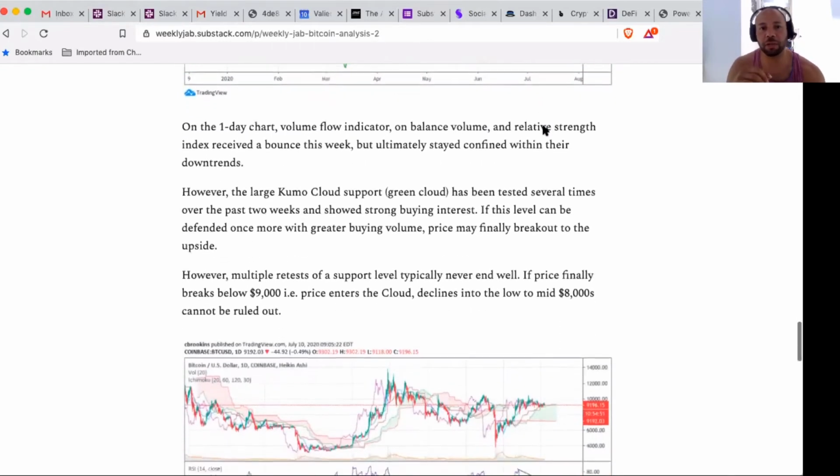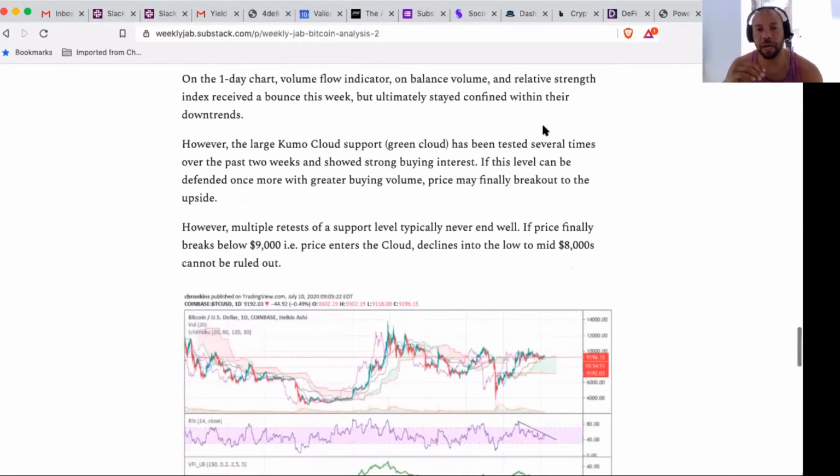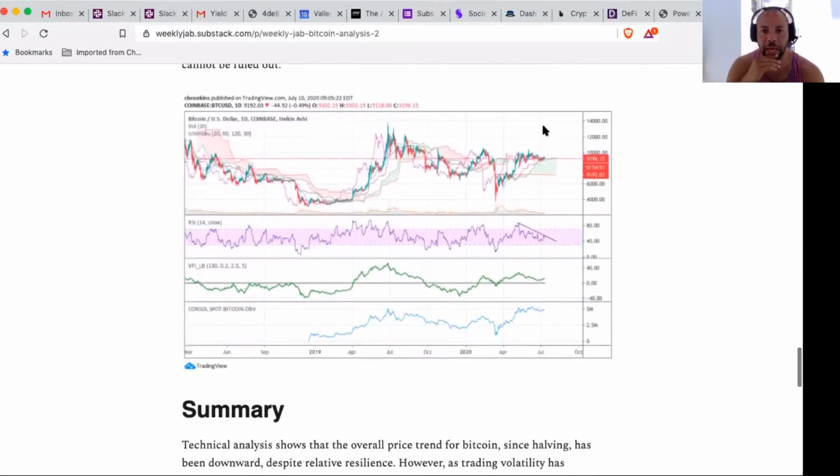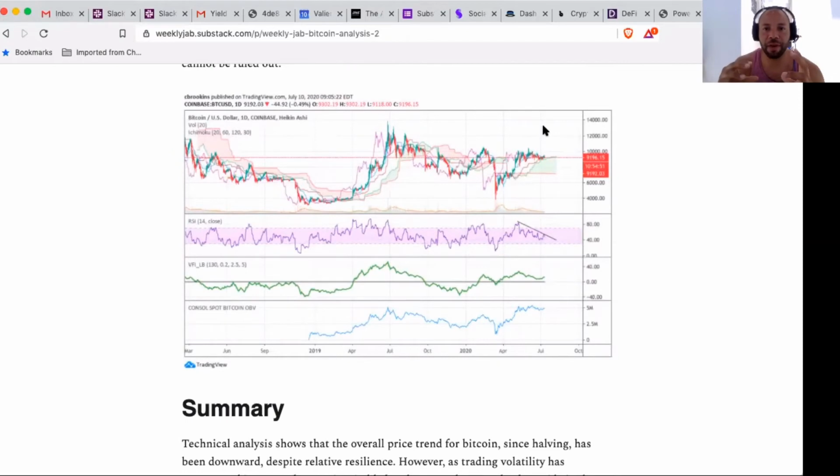That's a very bad sign for price, at least in the initial term. And then the last chart that we look at is the 1 day chart, combining all the things that we had looked at prior. It offers a very similar picture: the general trend on the 1 day chart for RSI has been down since halving. Same exact thing for volume flow. On balance volume, a little bit less so, but still a light decline.